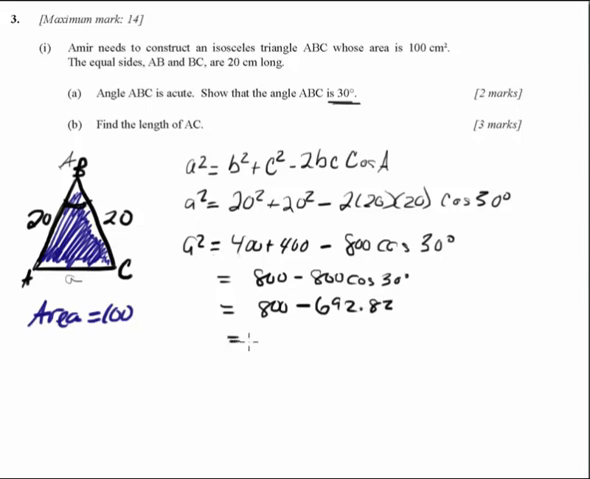Subtract those two and you get the answer of 107.18, and then you want to take the square root of that because it was a squared, so a equals the square root of 107.18, and that means it is 10.35 on your calculator, but we'll make it 10.4 centimeters because of 3 significant figures. That's something we can talk about later, but there's the quick working out of this question B.